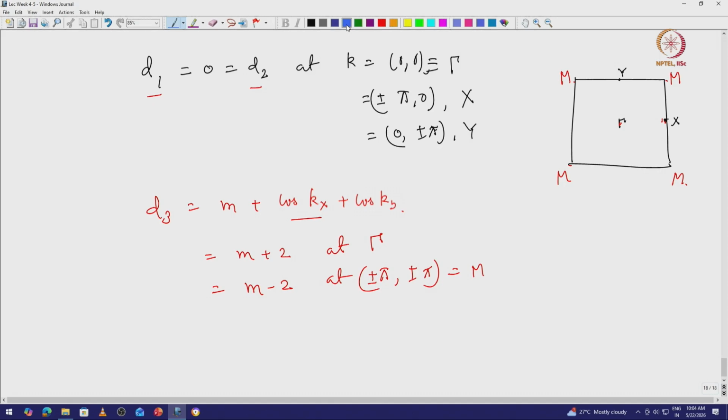Why are they called that? But these are the main points that we need to look at. So, the topology of the theory will depend on how all the action is going to happen at these points. So, now you can see that if D3 has to change sign, m must be less than or equal to minus 2, or greater than or equal to plus 2. Within this region you can have a topology.